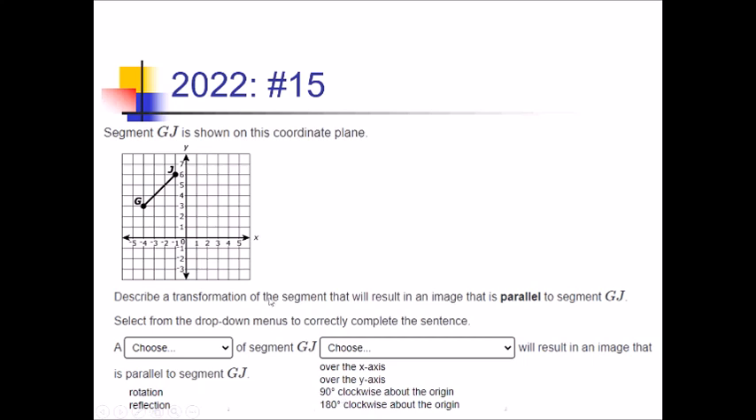Okay, let's think about the reflections first. I think those are the easiest ones to visualize.